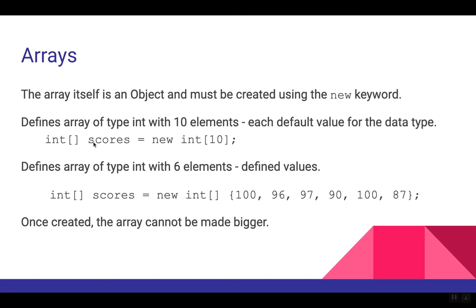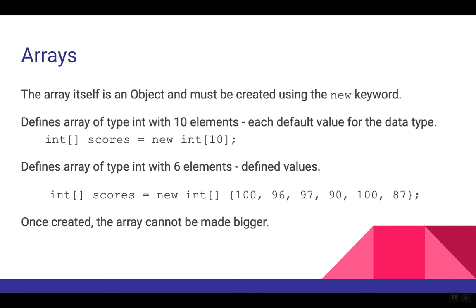If I use this notation, I can declare scores as an array of integer, and then I create it using the new keyword. It's a new integer array with 10 elements. Okay, at this point I have an array of 10 elements. Each element is initialized to the default value of the data type of the array. In this case, it's int. The default value is 0.